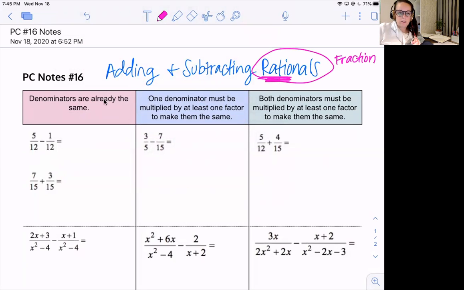The first one is where the denominators are already the same. It's going to be our easiest situation. Then where one of the denominators must be multiplied by a factor to make them the same, and then where both denominators have to be multiplied to make them the same. So we'll go through each one individually.